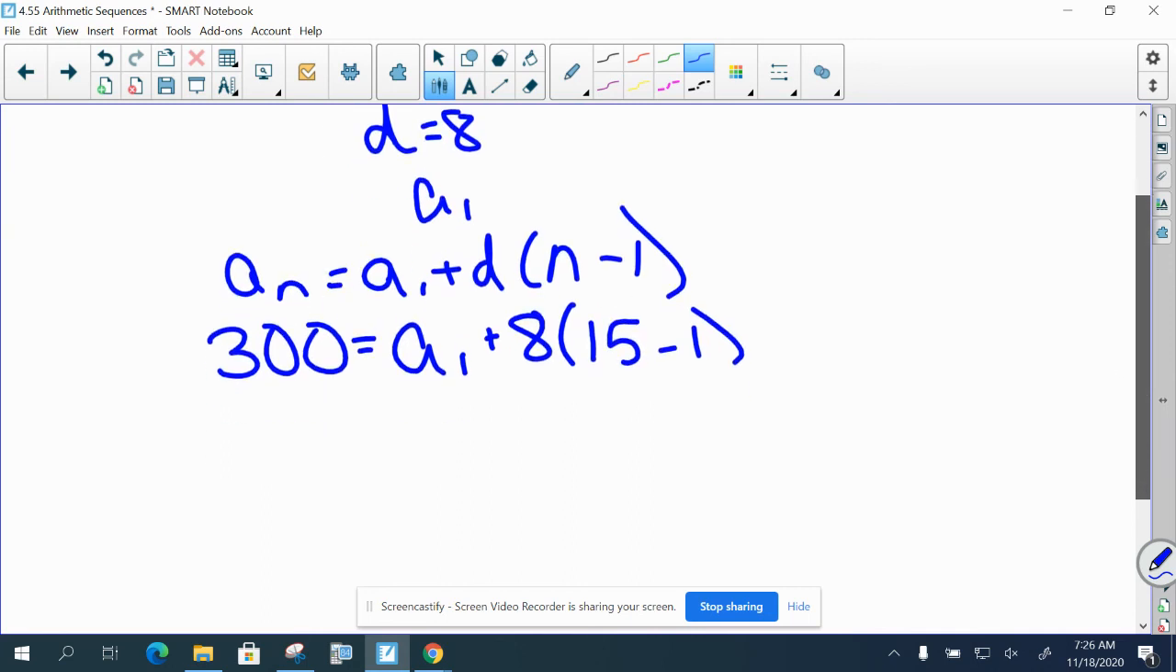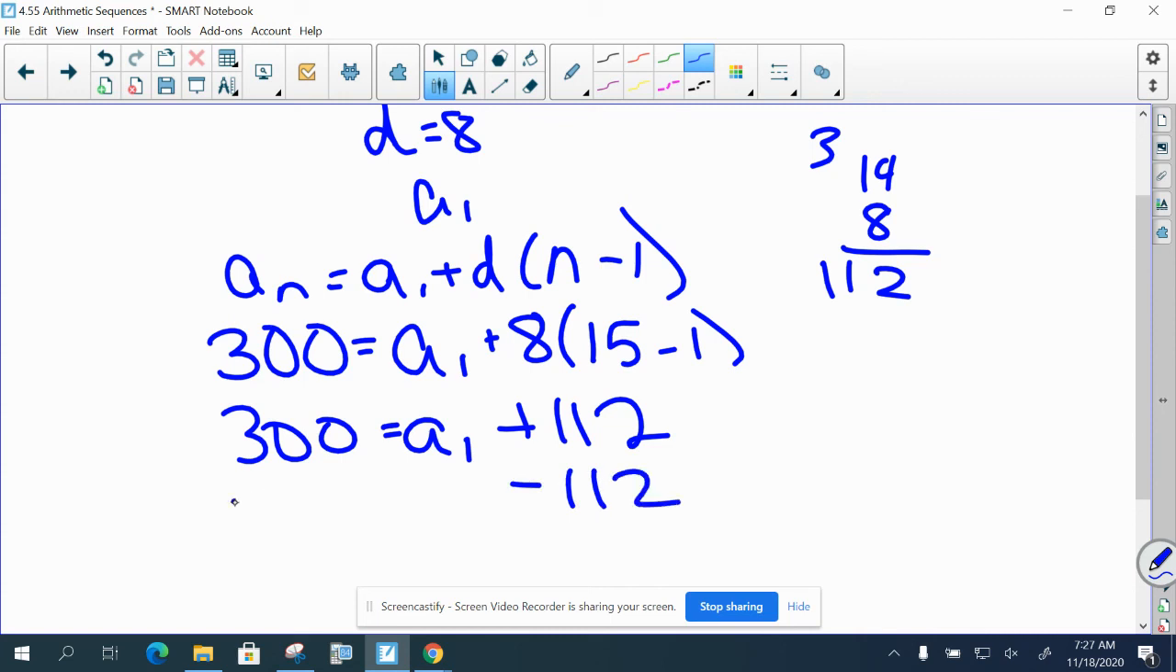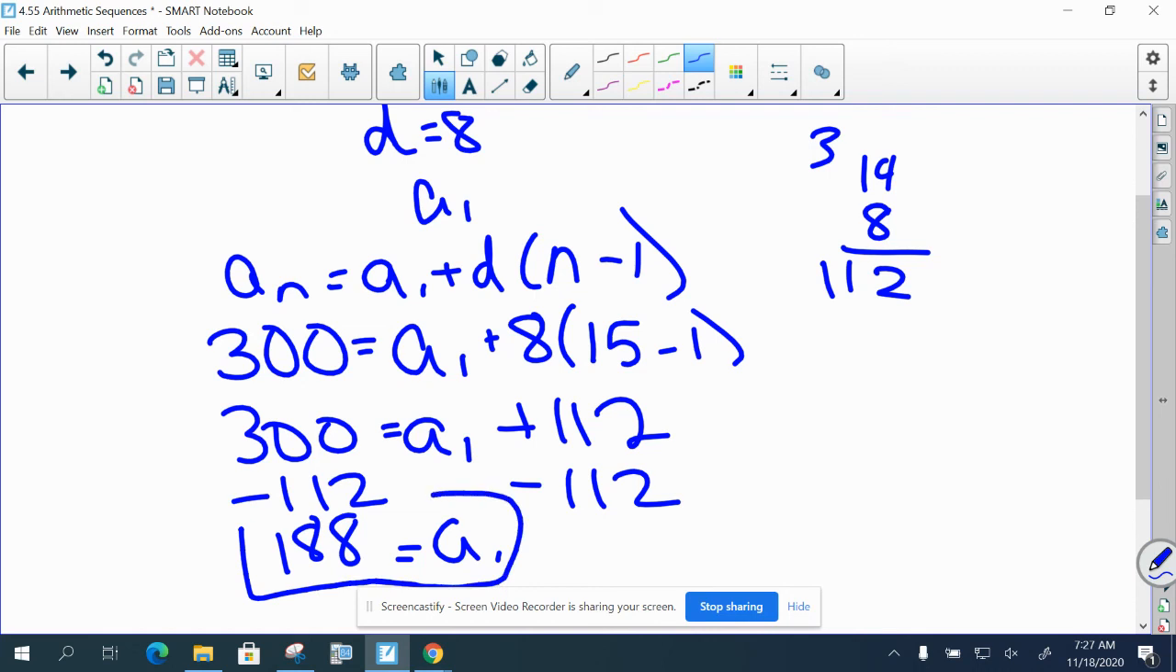Okay, so follow just order of operations. 15 minus 1 is 14. And then times 8. Now I'm going to do 14 times 8. So that'd be 112. So 300 equals a sub 1 plus 112. And then subtract the 112, and you get a sub 1. Your first term is 188. Yes, that looks right. Okay, so 188 would then be your first term. Okay, so that's how you would do an example like that.